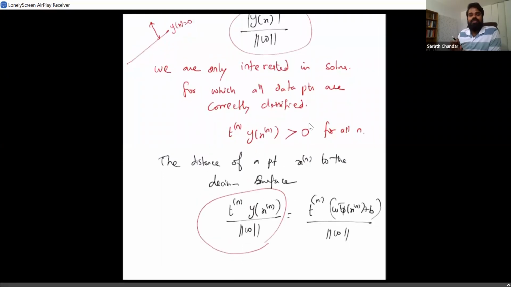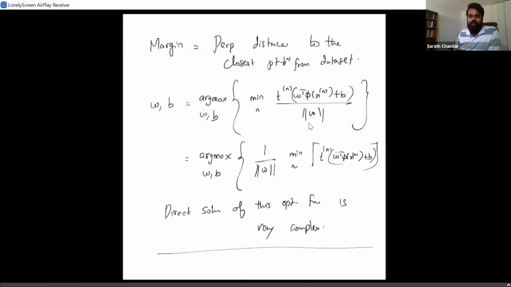Given that we have this definition for the perpendicular distance, we can now define margin mathematically. Margin is the perpendicular distance to the closest point from the data set. So we are interested in finding those parameters W and b, the argmax over W and b, which maximizes the margin.